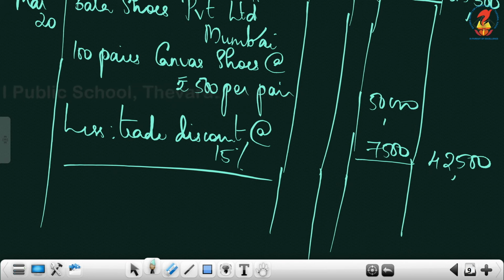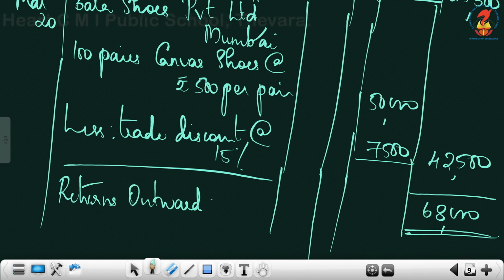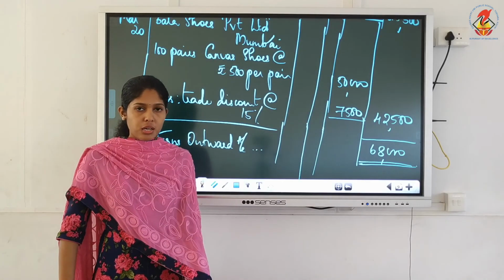So here in the amount column, just add your amount column. One is 42,500. Previous figure is 25,500. So altogether we have 68,000. Yes. The total of amount column will now be 68,000. Returns outward, that is purchases return account, and returns outward account will be having a credit balance.